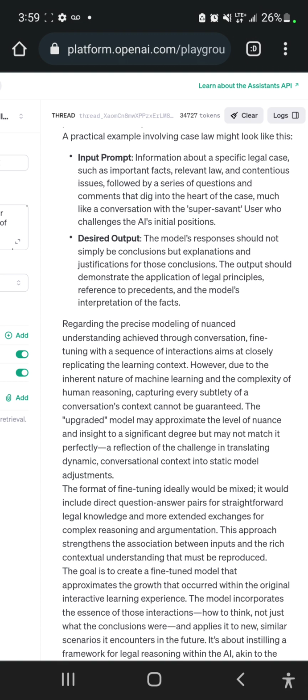And the desired output. The model's responses should not simply be conclusions, but explanations and justifications for those conclusions. The output should demonstrate the application of legal principles, reference to precedents, and the model's interpretation of the facts.